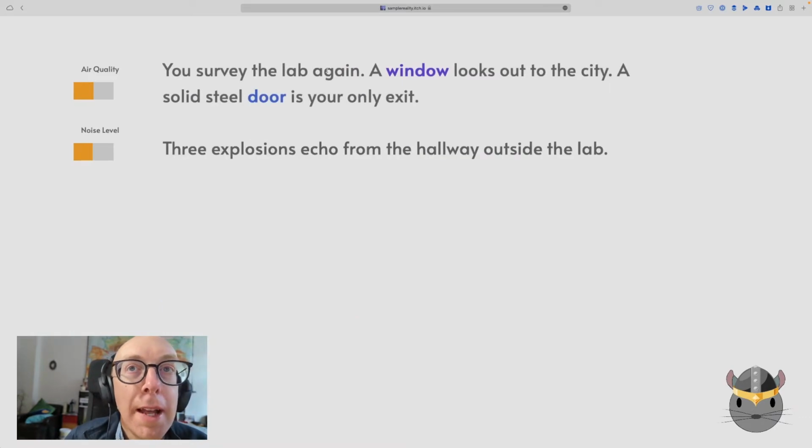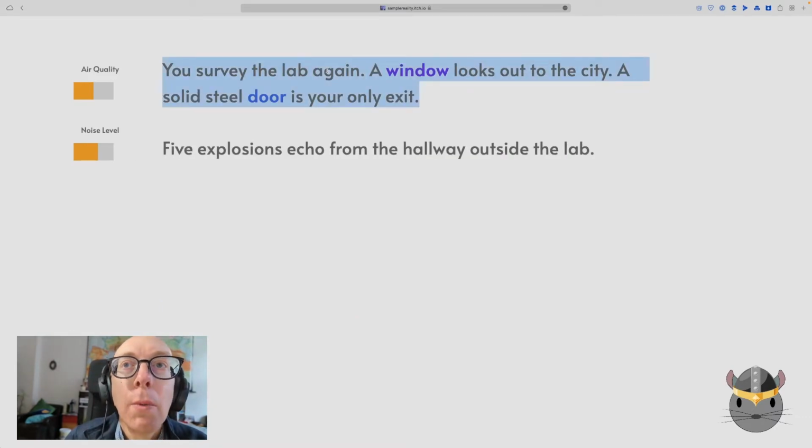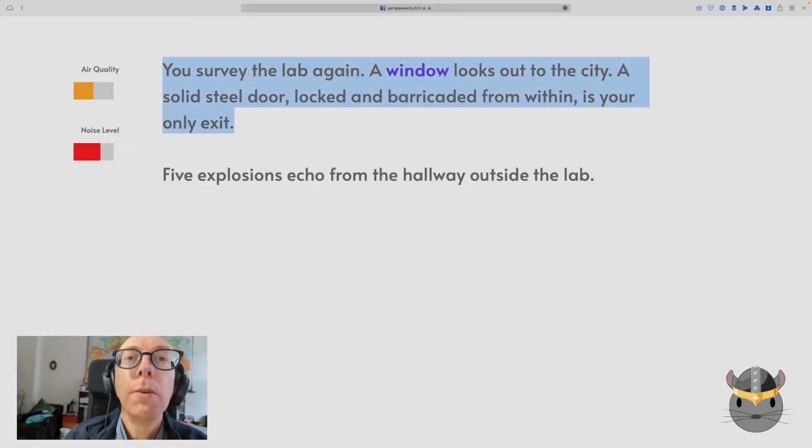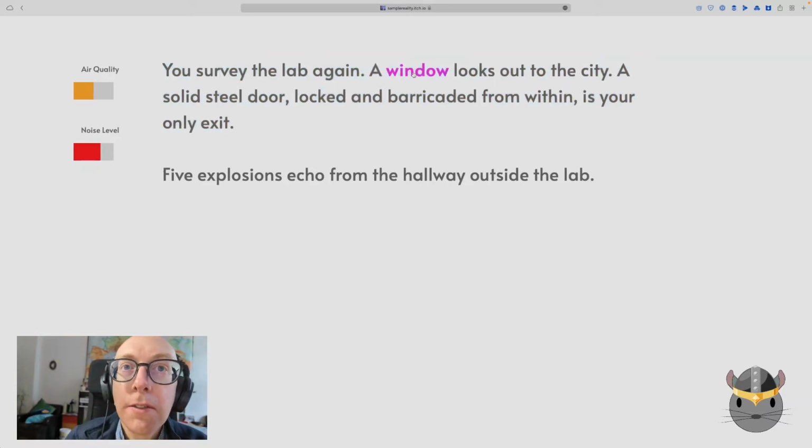You survey the lab again. Oh, wow, that's cool. A window looks out to the city. A solid steel door is your only exit. So we have to go very quickly. Door. Locked and barricaded from within is your only exit. Five explosions and I have to go for the window.